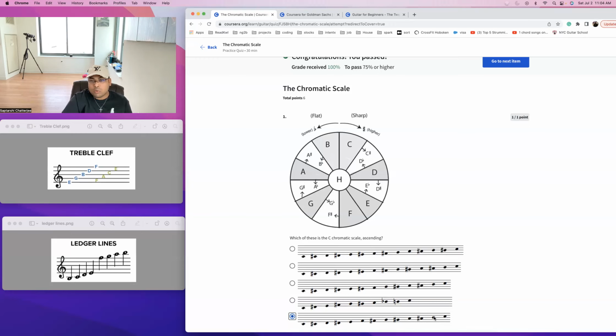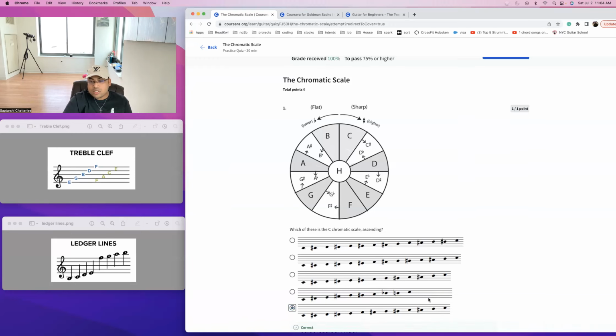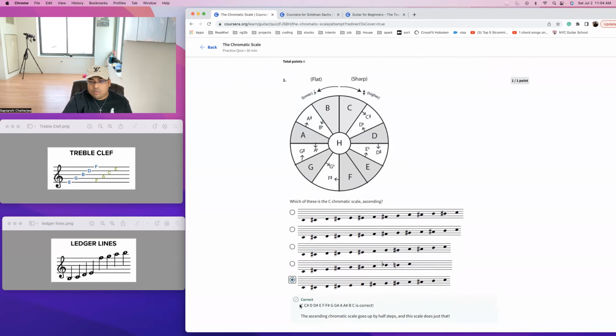If you look at the wheel, then it's C. So this is the correct answer, right? And once you pass it, they will say that the C chromatic scale will start with C and end at C, and we will have all the half steps except the step between B and C and the step between E and F, because there is no E sharp or B sharp.